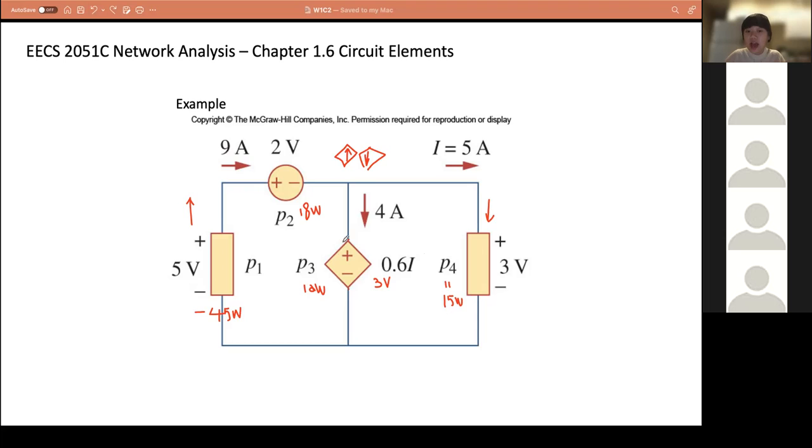So here, because we have this polarity sign, it tells us this 0.6i is the voltage across it. And I here tells us it's 5 amps. So the voltage across this element is 3 volts. Is that clear now? Okay, good. Cool. Does anyone have any other questions, or is it all good?